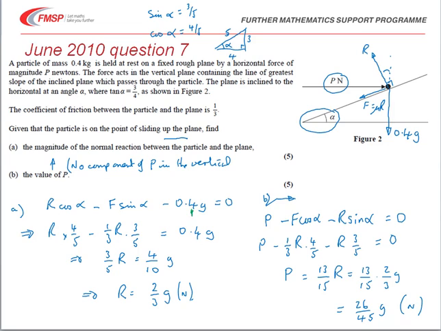Looking at the allocation of the marks, for the first part, M1A1 for the equation, and once you've got that, a method mark for rearranging and an A mark, accuracy mark, for getting the 2/3 G. There was also in here a B1 mark for the use of F equals mu R. In the second part of the question, the 5 marks came from a method mark for the resolving and 2 A marks at that stage, and then a method mark for rearranging, followed by a final accuracy mark at the end.